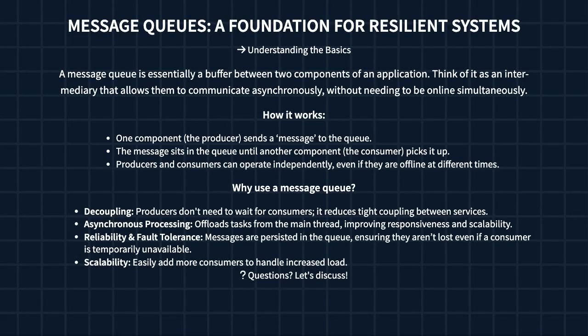Okay, so let's talk about message queues. Imagine you have two parts of your application that need to talk to each other. Maybe one handles user requests and the other processes them. A message queue is like a post office for those components. The first component sends a request, the message, to the queue, and the second component picks it up when it's ready. This keeps things separate, so if one part goes down, the other can keep running smoothly. It's super useful for making your system more reliable, scalable, and responsive, basically building a more robust application.